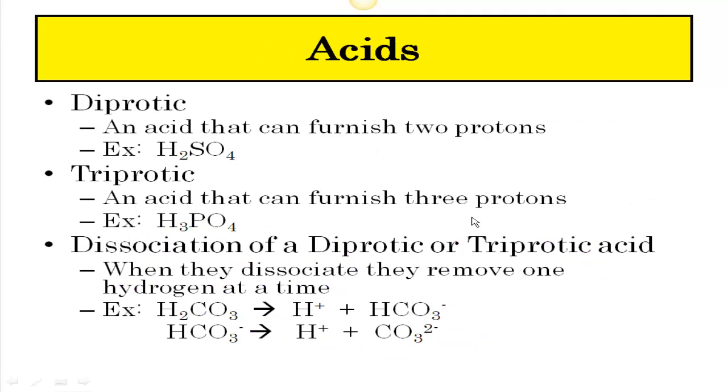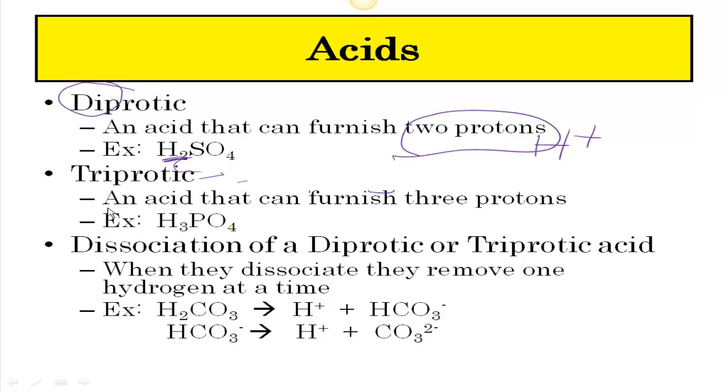Now, we have these things called diprotic and triprotic acids, just another way to classify acids. A diprotic acid is one that has 2 protons. What does that mean? Remember, proton stands for H+, so that means it's going to donate 2 hydrogen ions. Look at H2SO4. Notice how it has H2, so it's 2 hydrogens that it can donate to the solution.